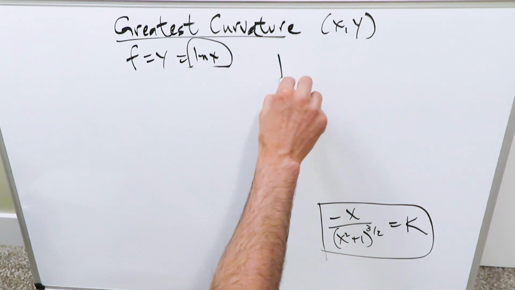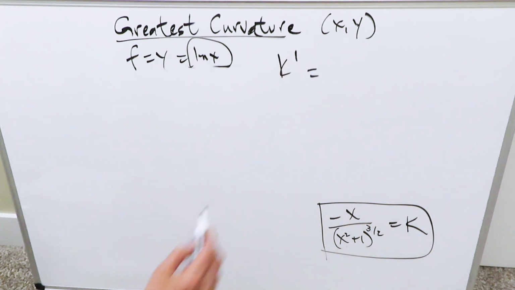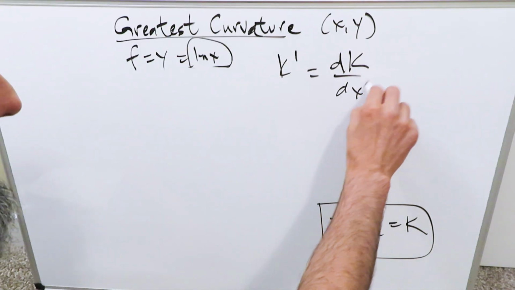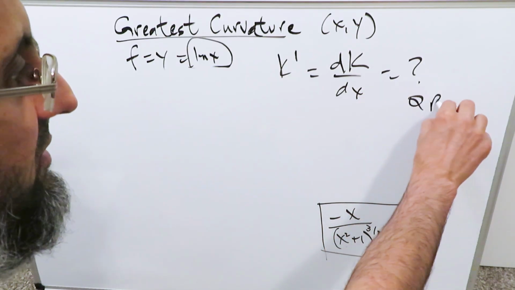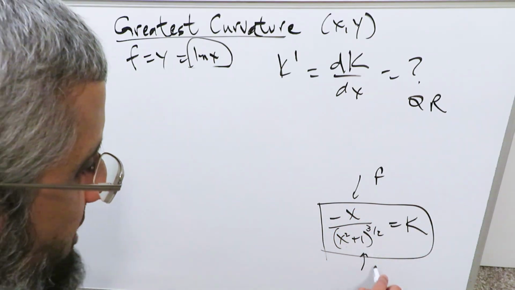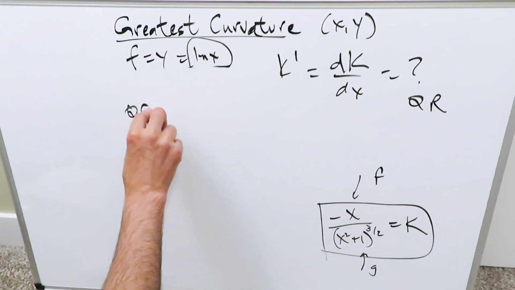What we need to do is determine the derivative of this k, the derivative of your curvature, which you can represent as dk over dx. What is this? You'll do this by means of a quotient rule. You're seeing here an f function, and you're seeing over here a g function. You know the quotient rule. You have to run this through.